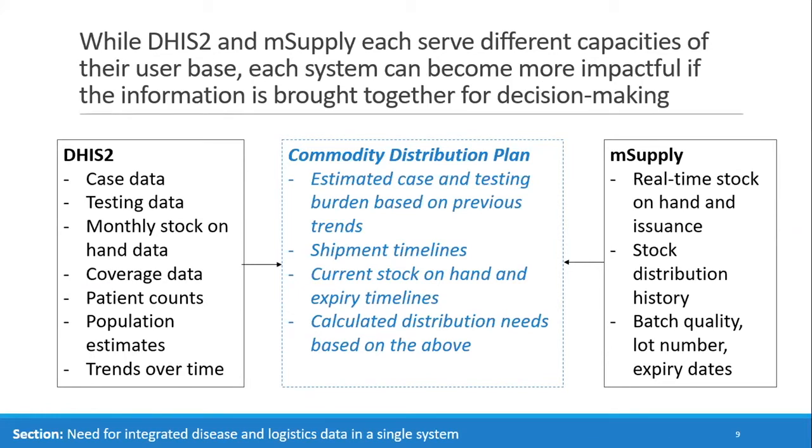One example where this is essential is the way there are shared stock responsibilities across national programs in Lao versus the central warehouse team, so there has to be a lot of communication between the two. This comes together with the commodity distribution plan, based on estimated case and testing burden from DHIS2, as well as practical components of how we are able to get stock into warehouses, facilities, and hospitals. It's important that we bring this information together from both systems to calculate appropriate distribution needs based on each of these pieces.